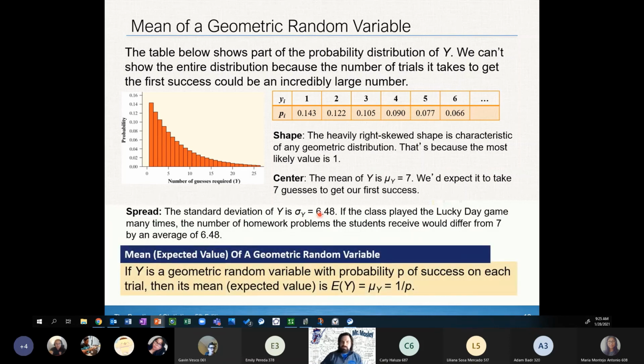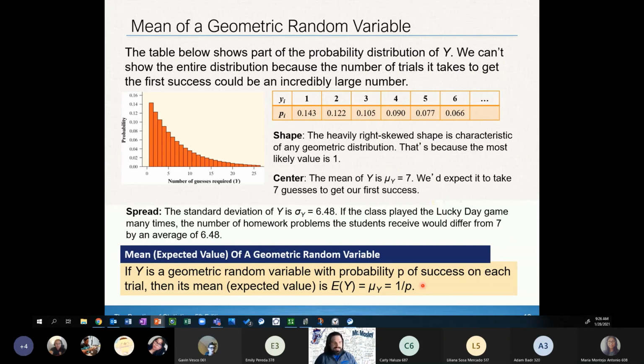So the calculation for the mean or expected value of a geometric random variable is given here. If y is a geometric random variable with probability p of success on each trial, then its mean or expected value is 1 divided by p. Pretty straightforward. In this example, 1 divided by 1/7 is 7. So if we have a geometric random variable, calculating the mean is pretty straightforward: 1 over p.